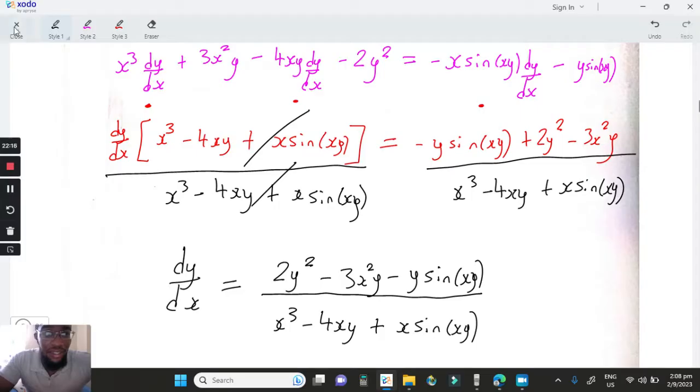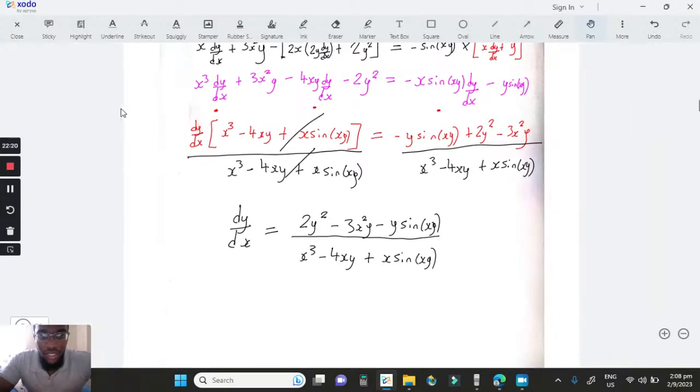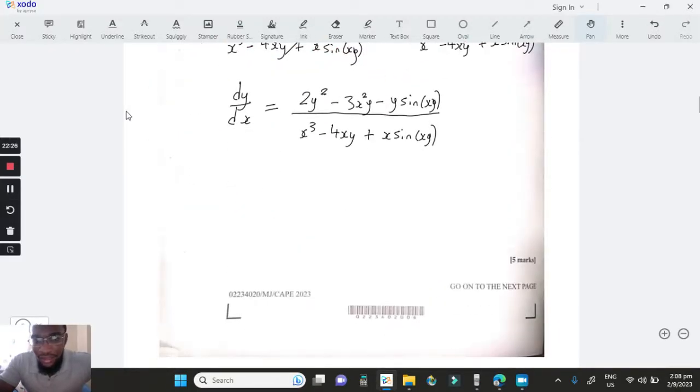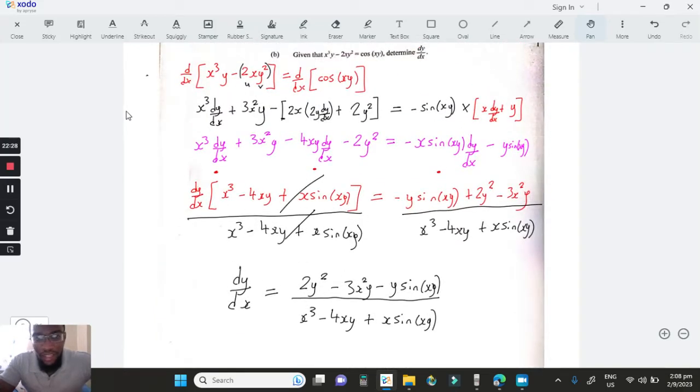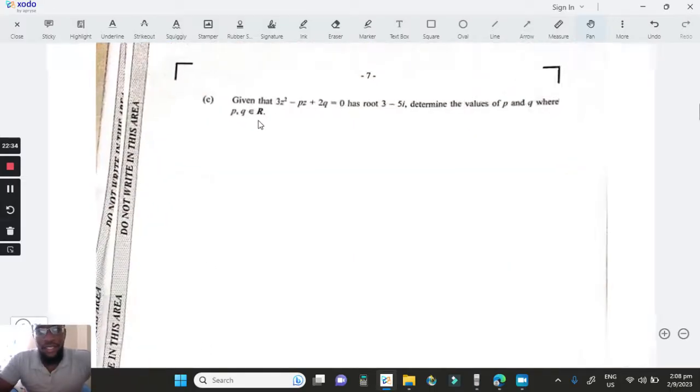How many marks? I think this is worth 5. I would give this 5, because we actually did a lot of work here. So that's dy/dx. Yeah, 5 marks. Do you think it's worth 5 marks? I think it's 5. Alright, part C.